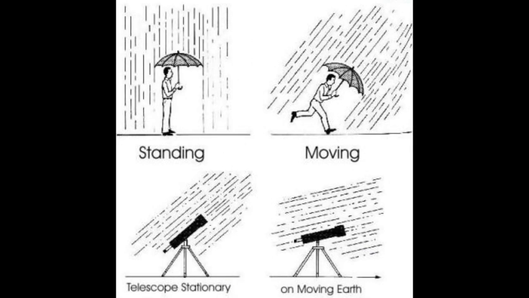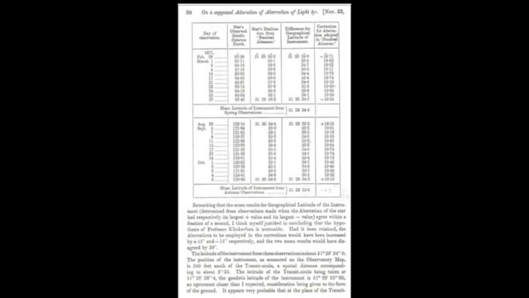Though George Airy expected a necessary adjustment of 30 seconds of an arc, he failed to mark even so much as a single second's adjustment, proving that the telescope, and thus the Earth, was stationary.